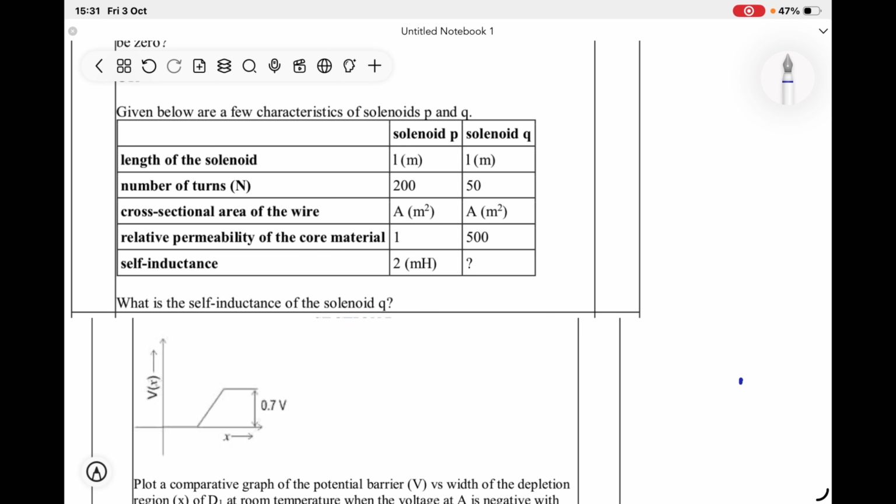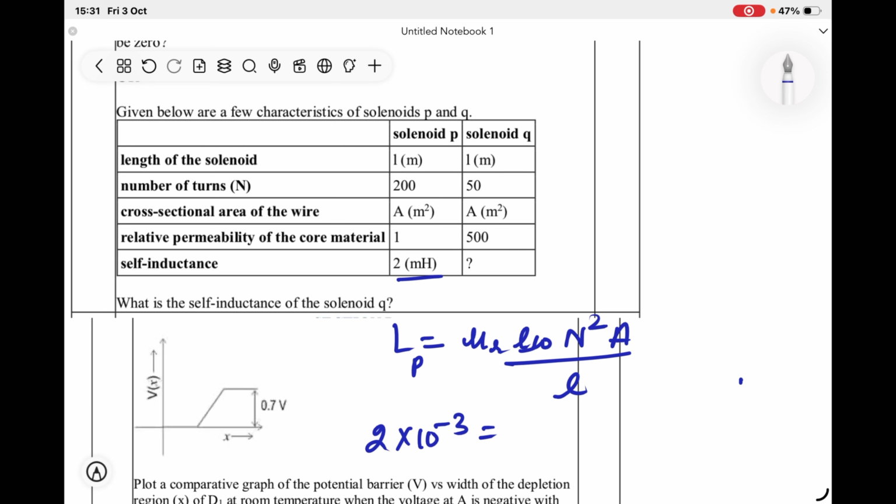Okay, let us write the formula for the self inductance of P. It's mu r into mu naught into n square A by L. If some material is there, mu r also comes. So how much is L_P? It is 2 millihenry. Don't look at this other question. 2 millihenries is 2 into 10 to the power minus 3. Mu r is how much? It is 1.